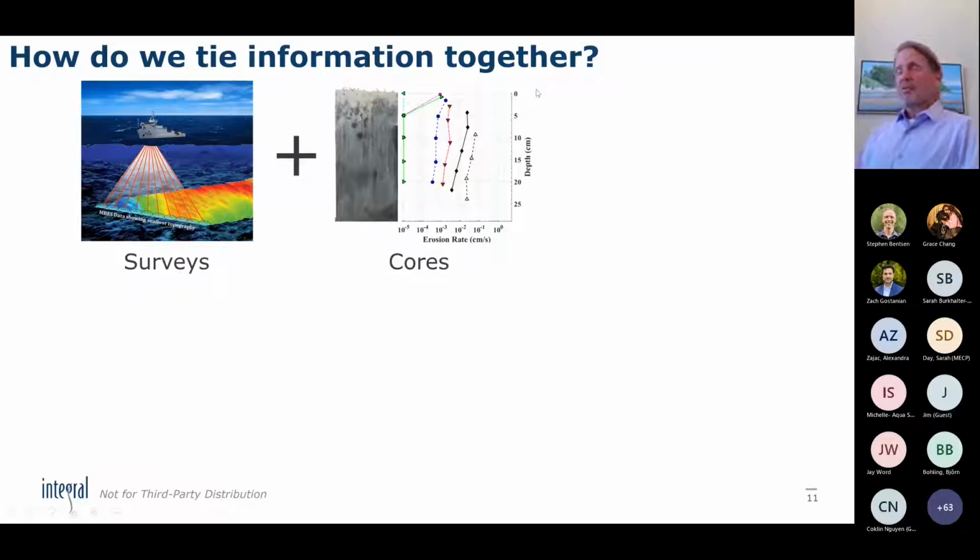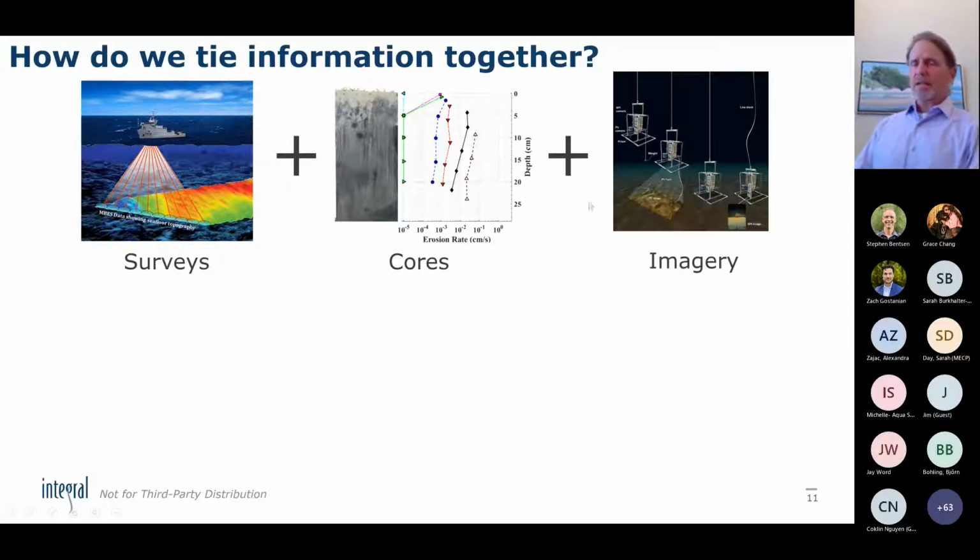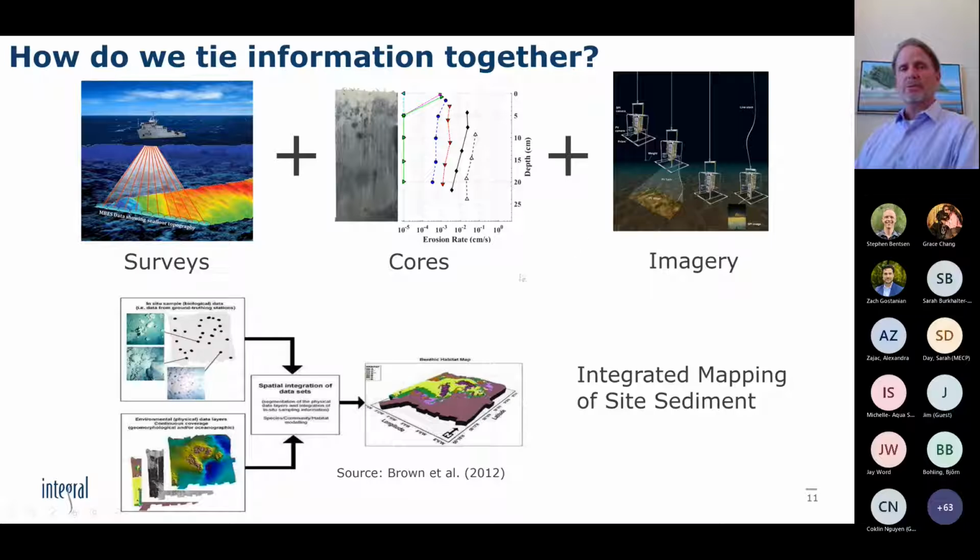We can also get cores, so not only chemistry cores, but things like Flume to tell us, okay, within that survey, now we can look at some different areas and understand what that sediment looks like. But another powerful tool, the final tool I'm going to talk about, is the SPY camera, where we can get imagery from the bed. Now, this approach, while seemingly logical, is something that we don't apply at many sites nationwide. We're just now getting to the point.